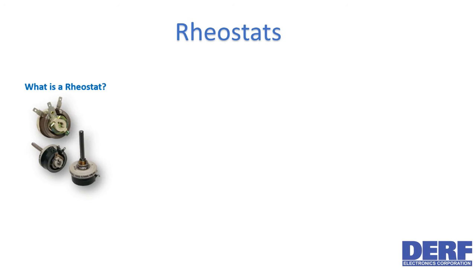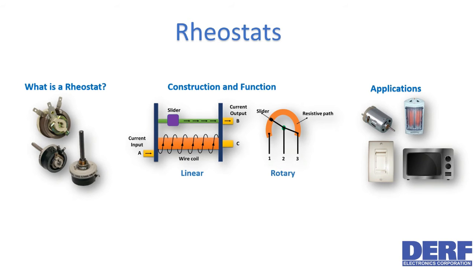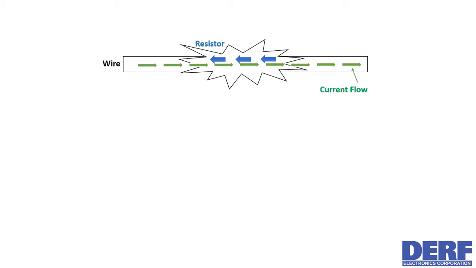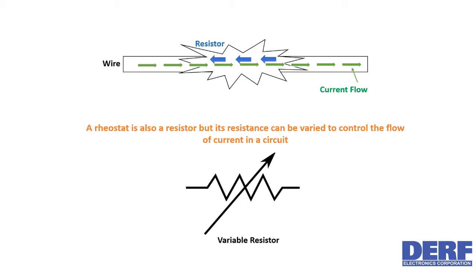Hello, today we will be explaining what a rheostat is, how it's constructed, how it works, and finally, its different applications. If you have a basic understanding of electronics, you would already know that a resistor opposes the flow of current in an electrical circuit. A rheostat is also a resistor, but its resistance can be varied to control the flow of current in a circuit. Therefore, we also call it a variable resistor.